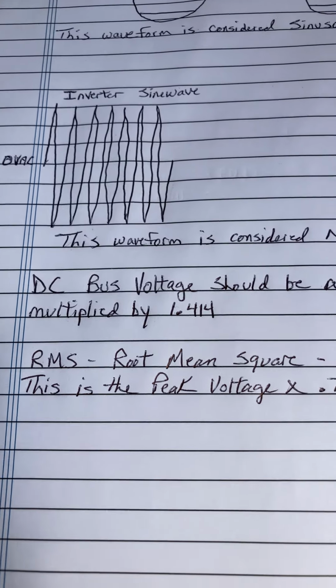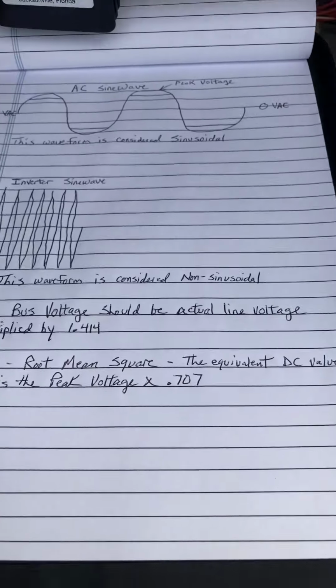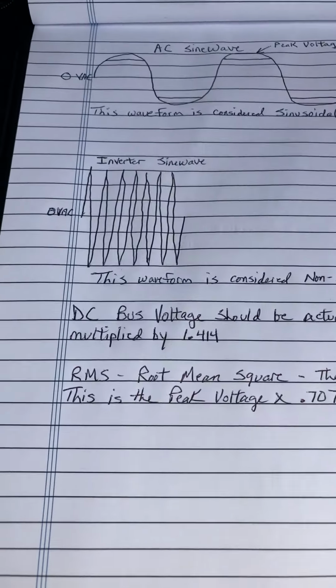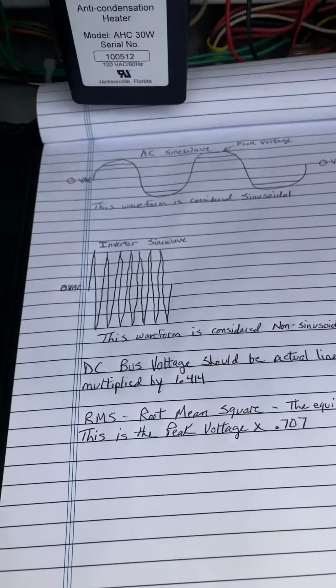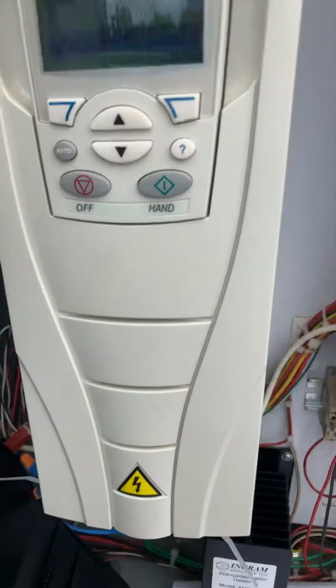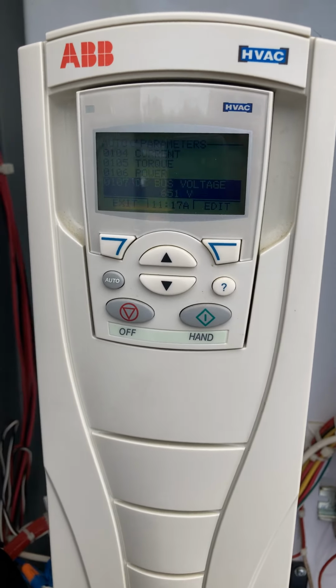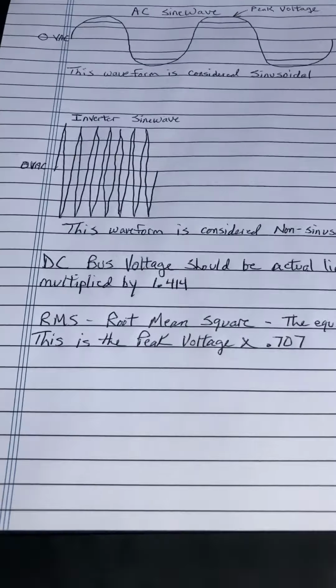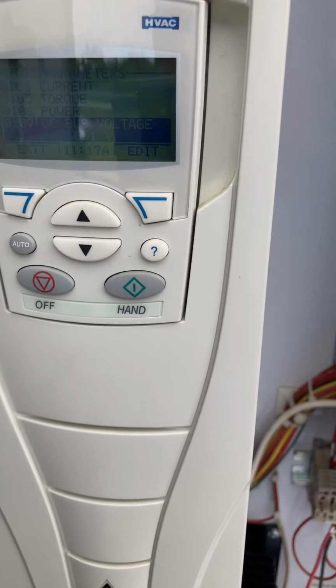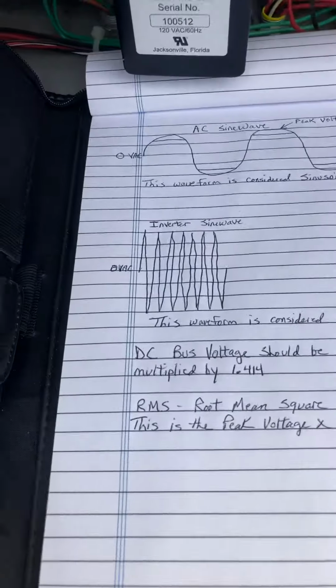So it's important to take these readings when you're doing your maintenance. You want to know if the drive has an issue with filter capacitors. That can be an indication. If you have a low DC bus voltage, you may have a drive problem.